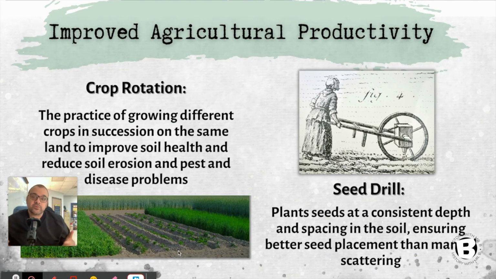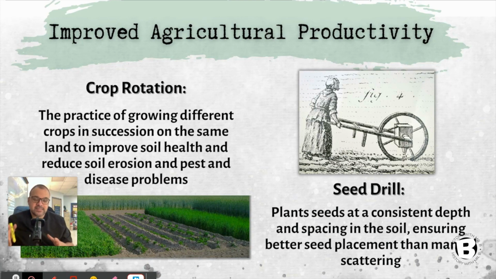Next, we're going to talk about two very key instrumental innovations that significantly enhance the agricultural productivity during these early stages of the Industrial Revolution here in Britain. So one of those is crop rotation.